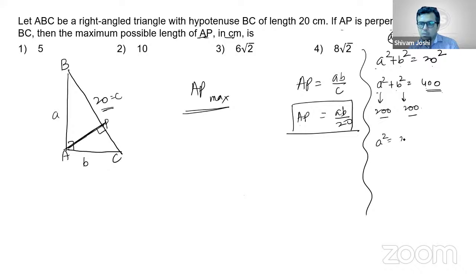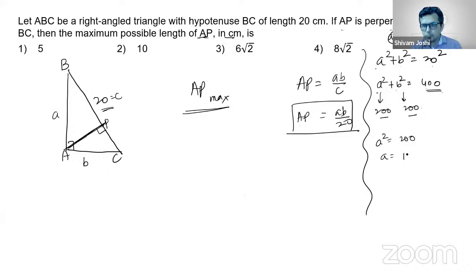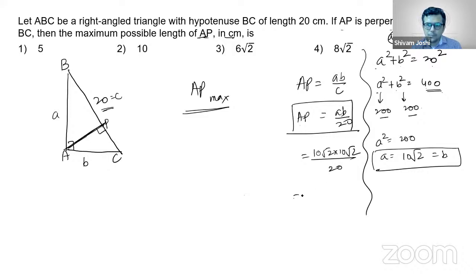So if A square is 200, A is going to be 10 root 2. So is the value of B, right? They both are equal. Put that over here. 10 root 2, 10 root 2 divided by 20. So the 0 is out, and 10 into root 2 is nothing but 20 divided by 2, which is 10. This is the maximum value of AP.